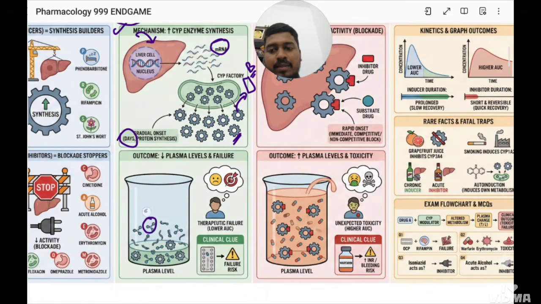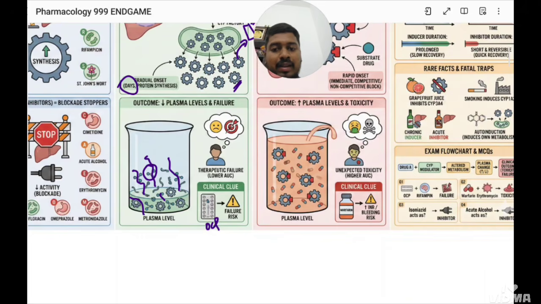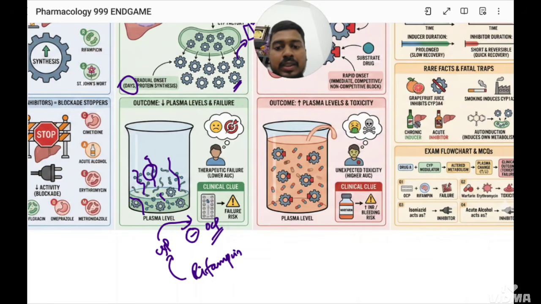The drug which is there in the system is broken down, metabolized by this enzyme, and as a result there is a lesser concentration of the drug in the body, and that leads to therapeutic failure. What is area under the curve? We'll come to it later on. An example of this is OCP. Rifampicin is an enzyme inducer. Rifampicin induces cytochrome enzymes which inhibit the action of OCP drugs, that is estrogen and progesterone. They are broken down quickly and hence lead to OCP failure. So this is an example of an enzyme inducer.